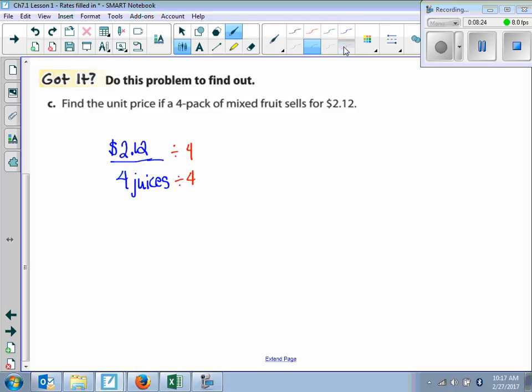So when we do that, let's see, $2.12 divided by 4 gives us what? 53 cents. So I'm going to write 0.53, because that's how we see it in the store. 0.53 over 1 juice. Is everybody clear?